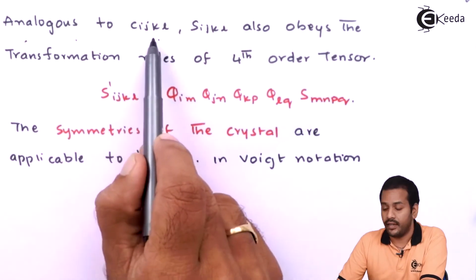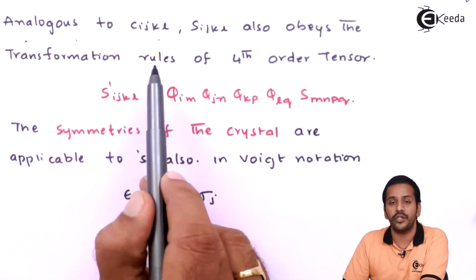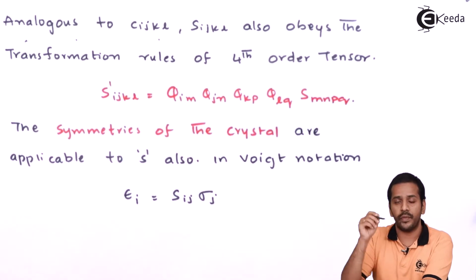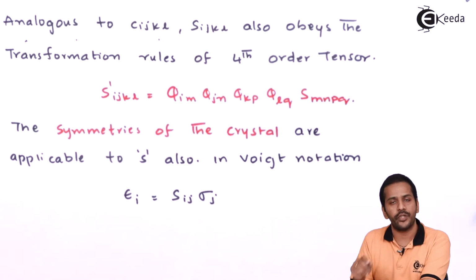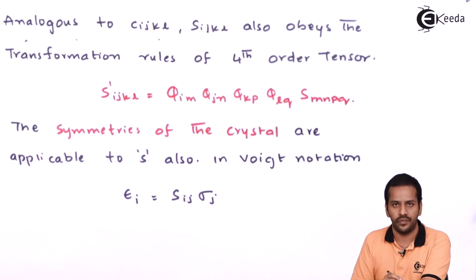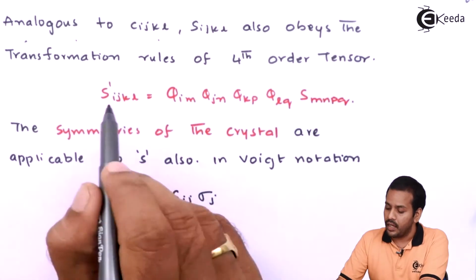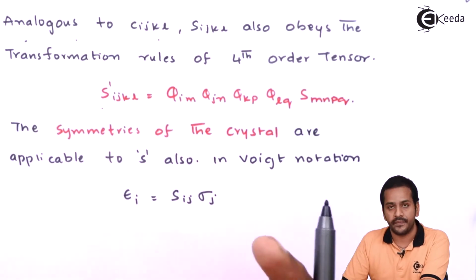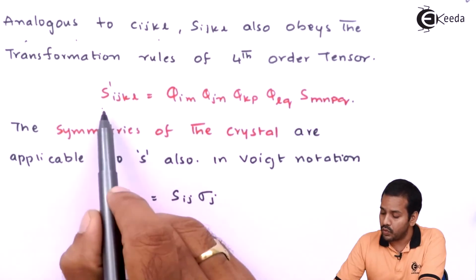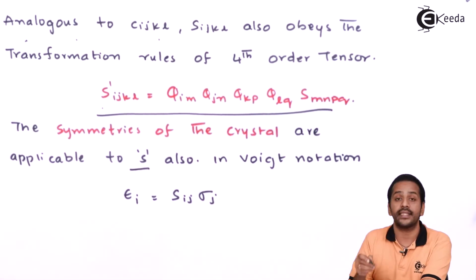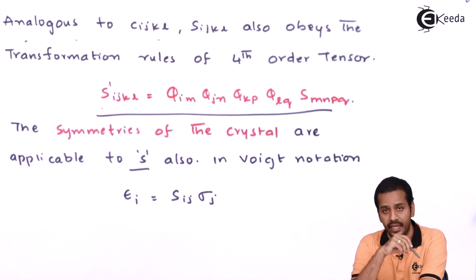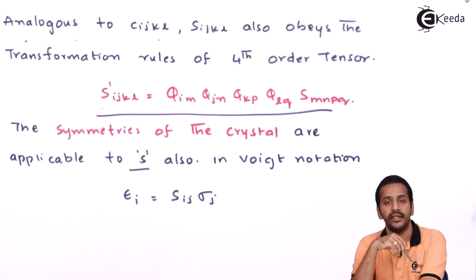Analogous to Cijkl, Sijkl also obeys the transformation rules. That is, whatever the transformation law I have written for the C just now, for the primed and unprimed, the similar transformation rule will be obeyed by the S also. Simply, S is the inverse of C, in fact. So this is the transformation rule for S, and the symmetries of the crystal are applicable to S also. That is, whatever the cubic symmetry I have written just now for C, that is applicable even for S.